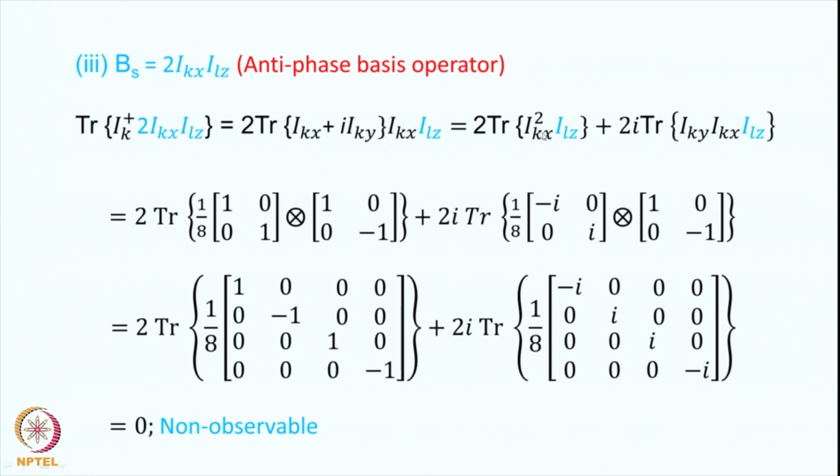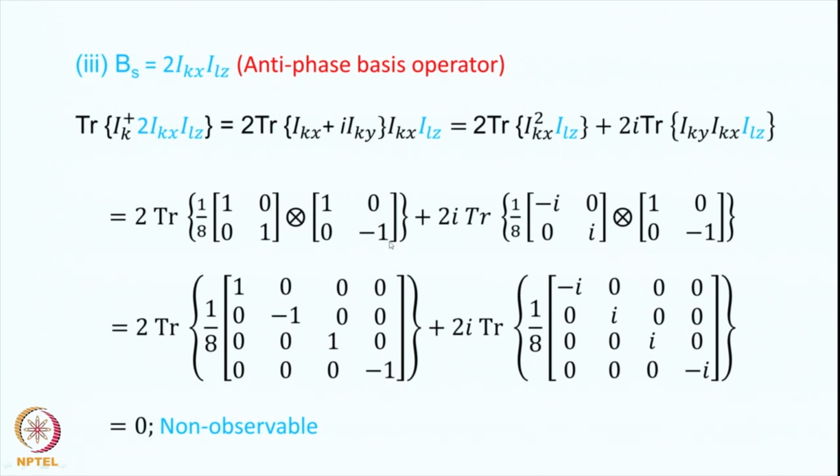So this gives me IKX square ILZ, this remains as it is, and this gives me 2I IKY IKX ILZ. These two are of the same spin and this is of a different spin. Therefore what I have to do to calculate this, I actually have to take the matrix representations of the individual operators here and then take a direct product. So to evaluate this, I have here 2 trace and this gives me 1 by 8 because there are 3 terms here, half half half gives me 1 by 8. So then IKX square is 1001 and therefore I have here 1001, and then ILZ is 100 minus 1.